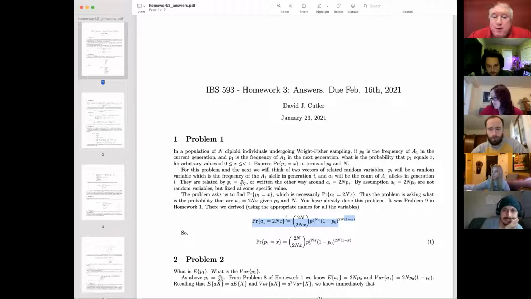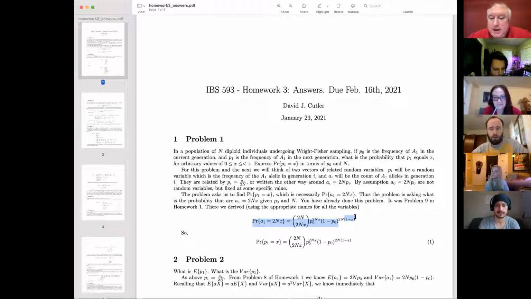So the count of A1 alleles, which I'm going to call little a1, is binomial. So the probability little a1 equals I, for some value of I, is 2n choose I, p to the I, 1 minus p to the 2n minus I. You're probably happy with that.